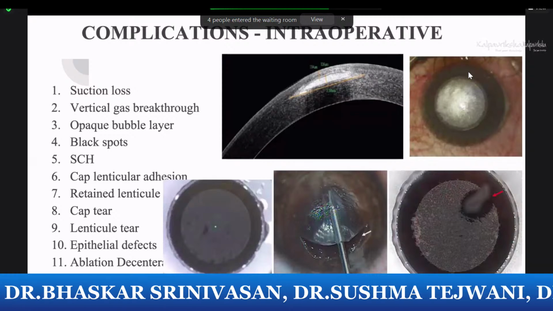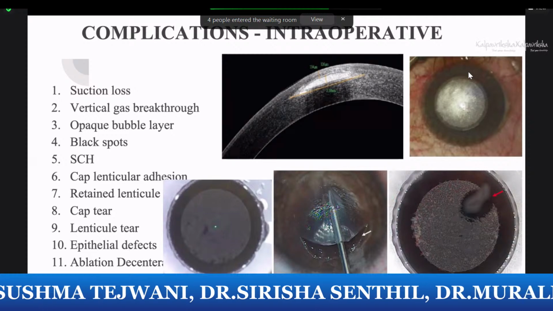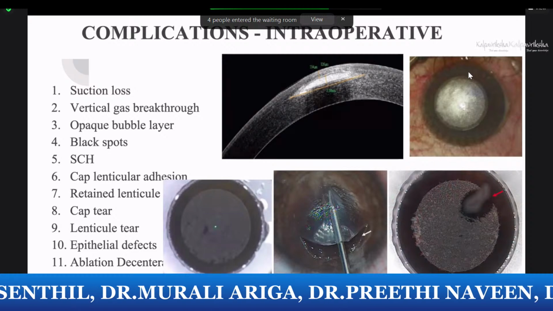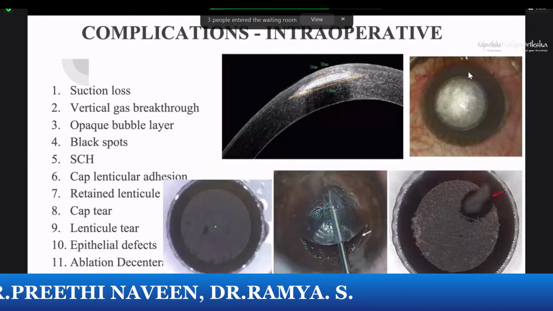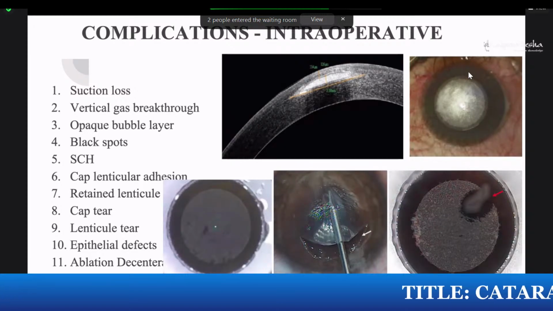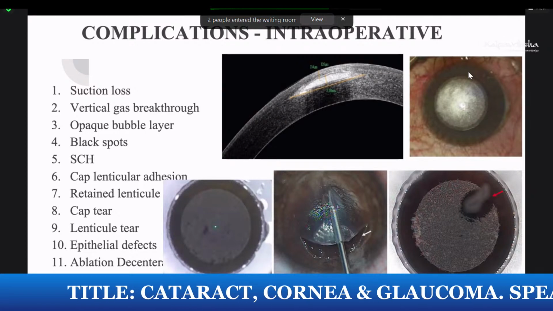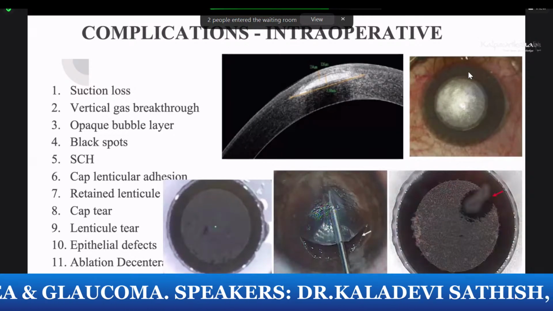Complications. The intraoperative complications are suction loss, vertical gas breakthrough, opaque bubble layer, black spots or non-lasered areas, subconjunctival hemorrhage, cap lenticular adhesion, retained lenticules, cap tears, lenticule tears, epithelial defects, and decentered ablations. The incidence of suction loss during SMILE ranges between 0.9 to 4.4%, but in recent times, with current software and experience in the SMILE procedure, it has decreased to 0.17 to 0.93%. Most suction losses are experienced during the anterior lenticular surface pass.